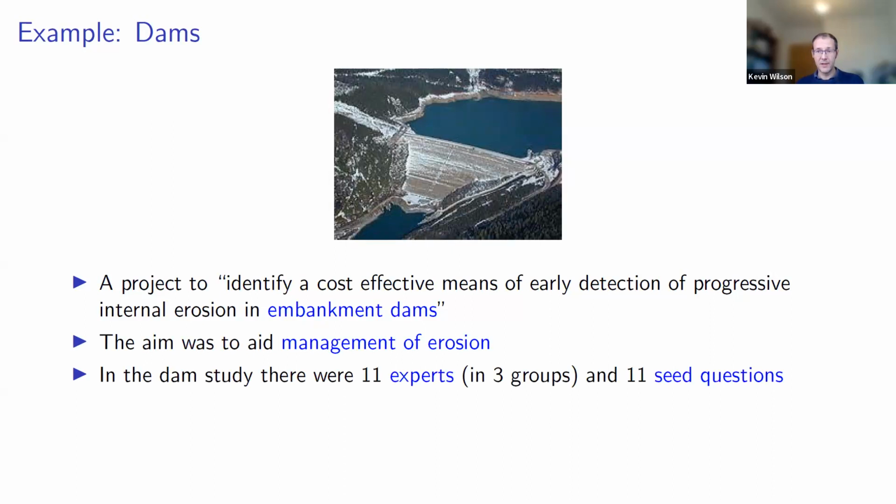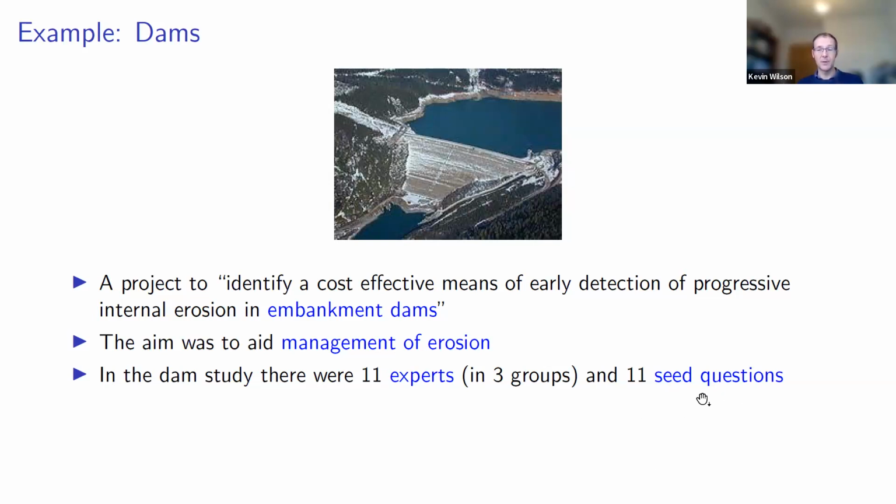In the data set, which is available as part of the Delphi database, we have data from 11 experts, which naturally fall into 3 groups, and 11 seed questions. The grouping in this case is essentially the background of the experts. So we have some academic experts, and we have different types of engineers who come from different organizations, and they separate nicely into 3 groups. And so I'm going to look at this Bayesian aggregation on the 11 seed questions.